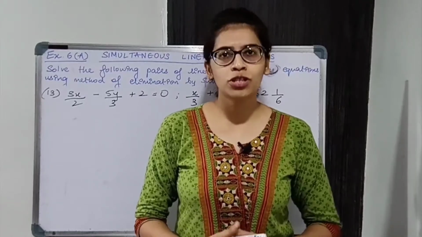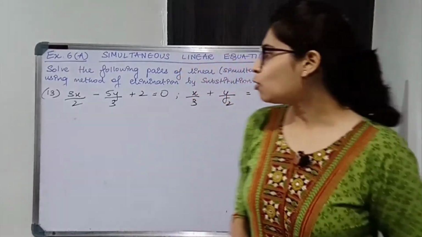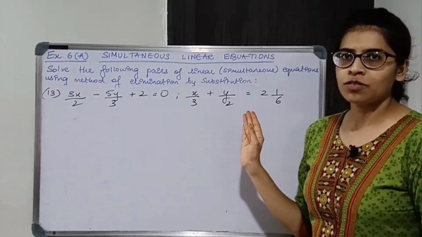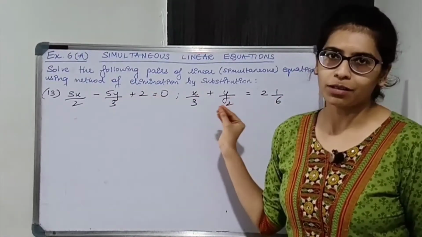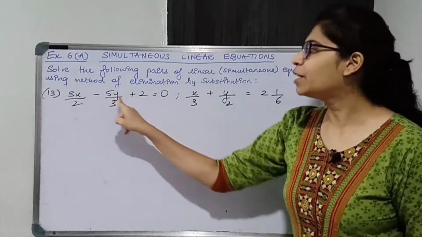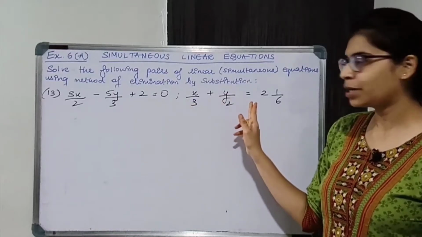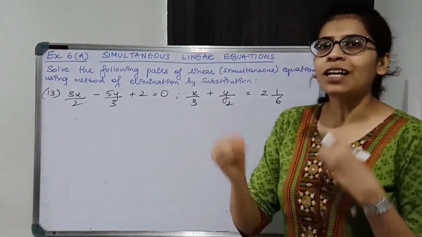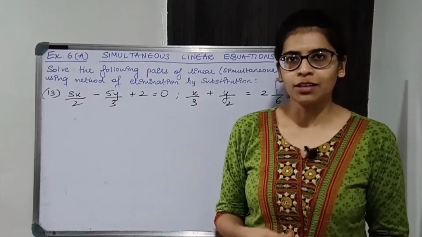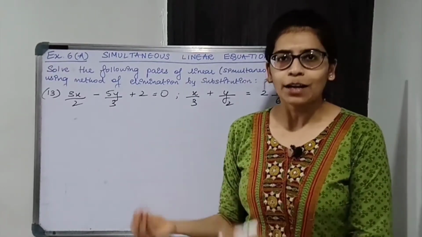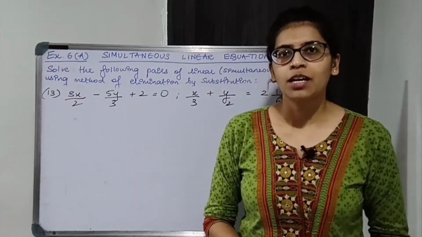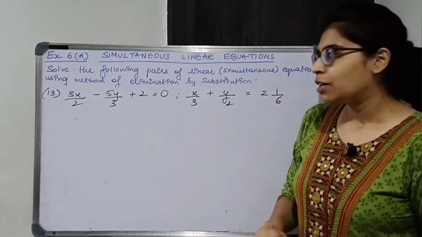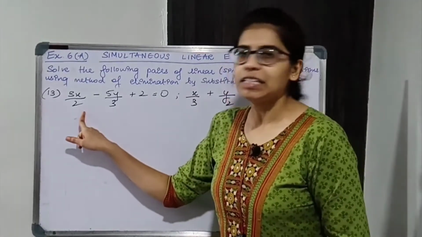Next question, question number 13. Now if you check both the equations, we have fractions over here. Okay, x के साथ 3 by 2, y के साथ 5 by 3, same thing over here, 1 by 3 and 1 by 2. So what we'll do, we'll try to remove the fractions. Okay, we try not to keep fractions in linear equations. So what we'll do, यहाँ पे we'll take LCM.